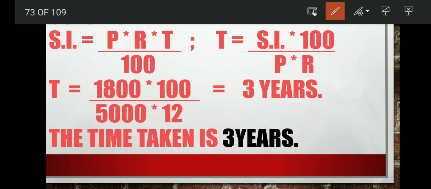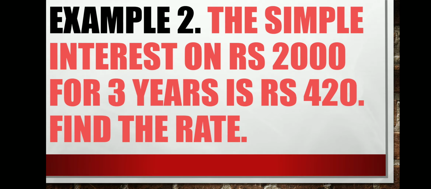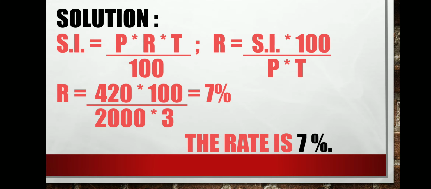Now, come to example 2. The simple interest on rupees 2,000 for 3 years is rupees 420. Find the rate. Now let us see what are the things given. Simple interest on rupees 2,000 means principal is 2,000, for 3 years. Time is 3 years and simple interest is 420. What we have to find out is R, that is the rate. Again, we'll derive this sub-formula for rate from the main formula. Now let us see the solution.